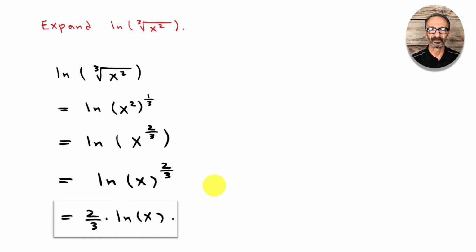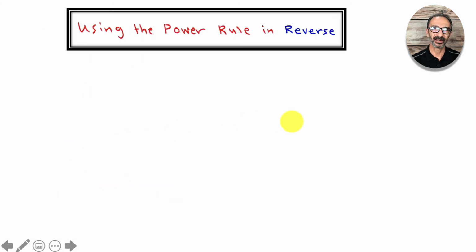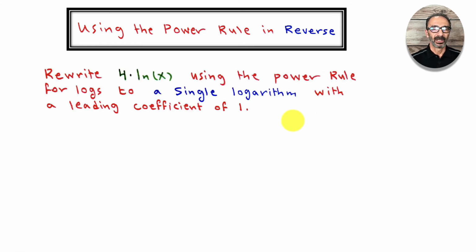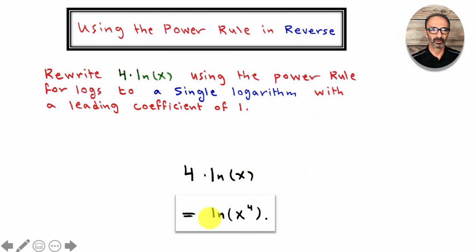Let's keep going. Using the power rule in reverse, how do you take it back? Expanding makes it longer. I want to take it back now. I'll start with a simple, quick example. Rewrite 4 ln x using the power rule for logs to a single logarithm with a leading coefficient 1, not 4. Here the leading coefficient is 4, but we want it to be 1. What do we do? Take the 4 back in, just like that, and we're done.